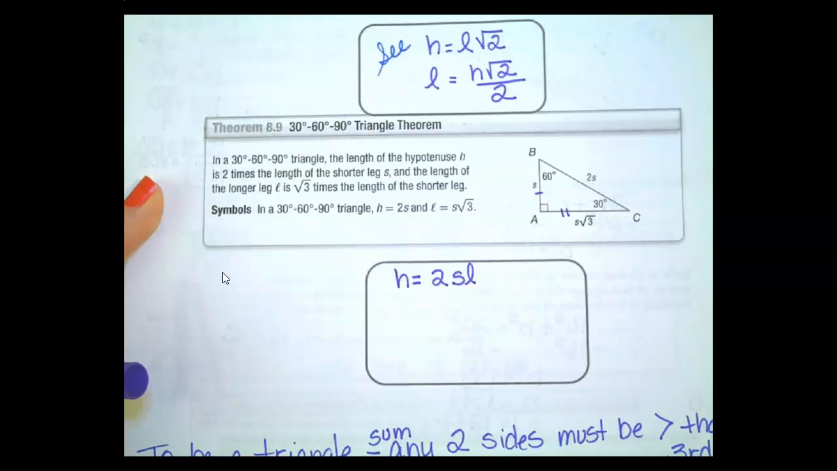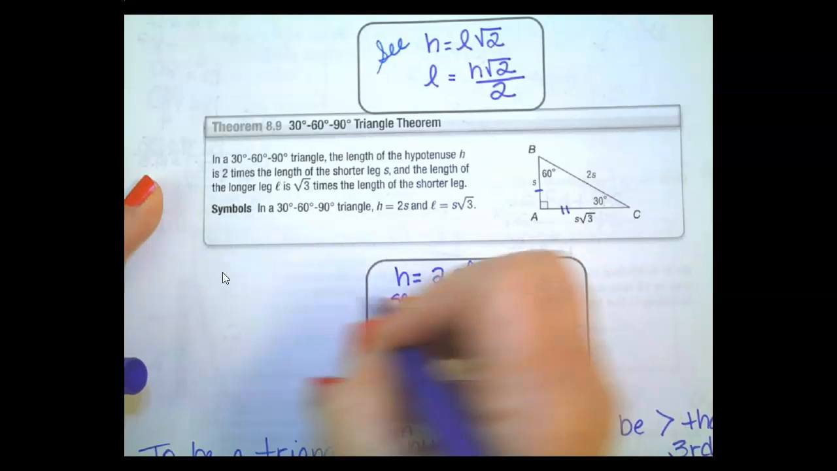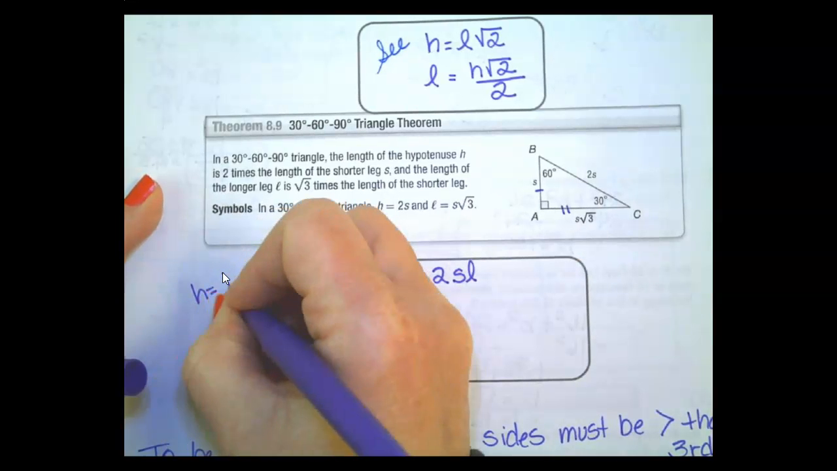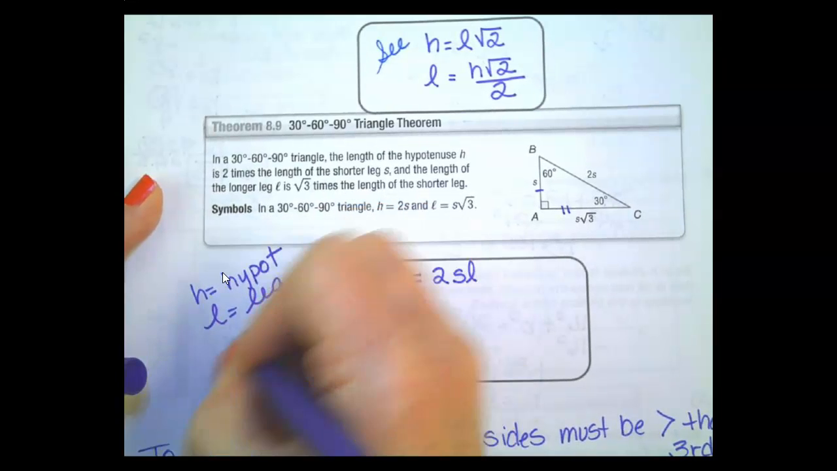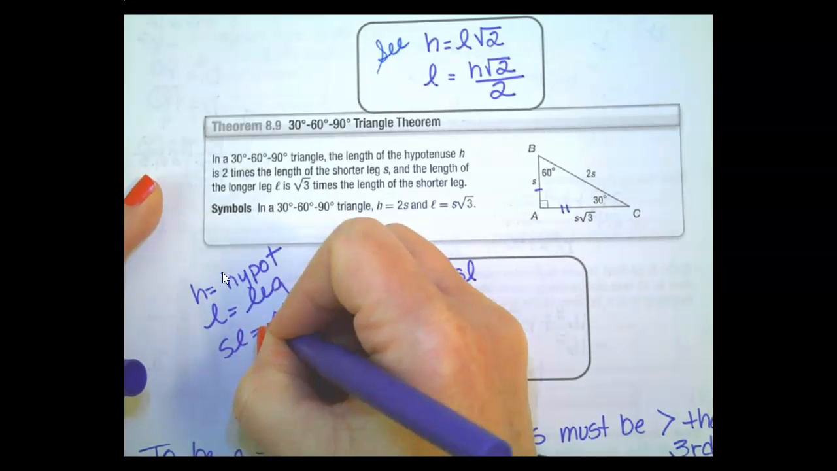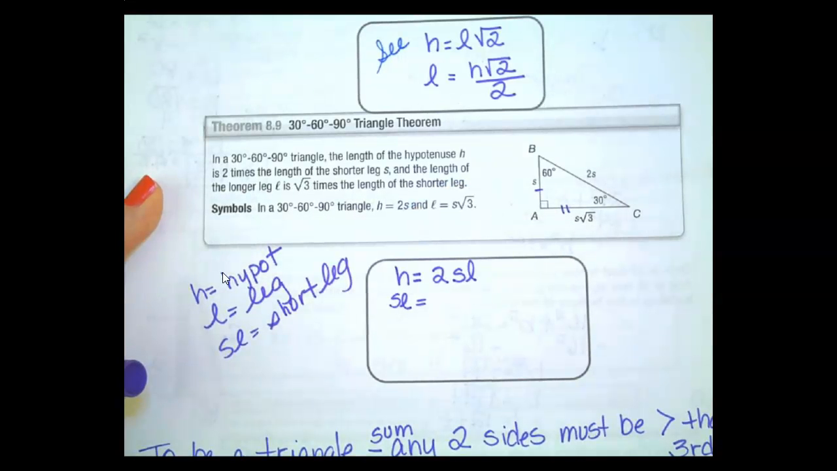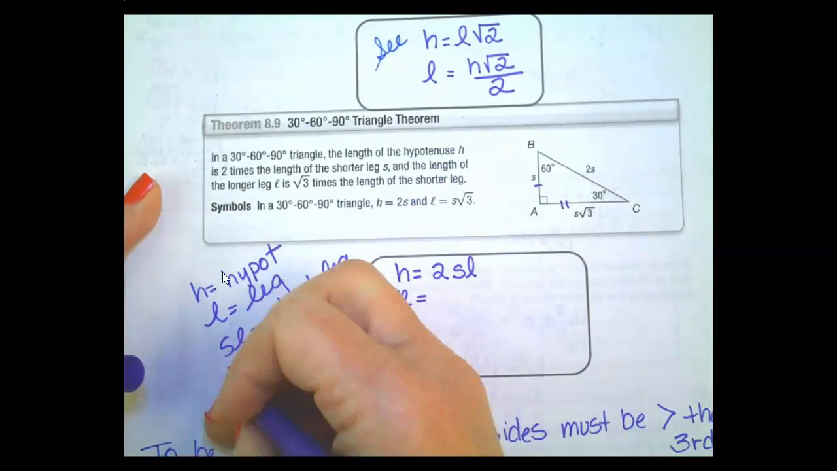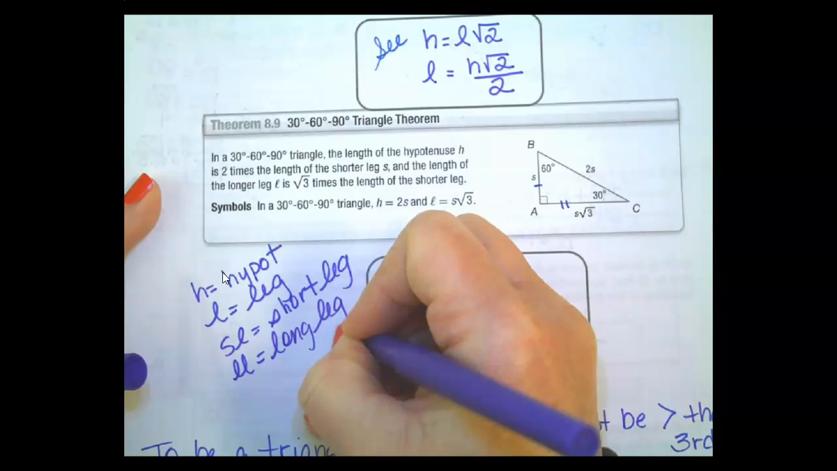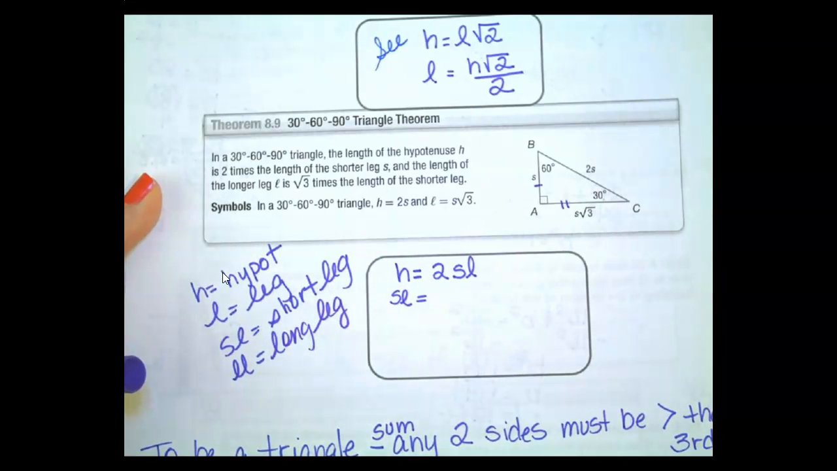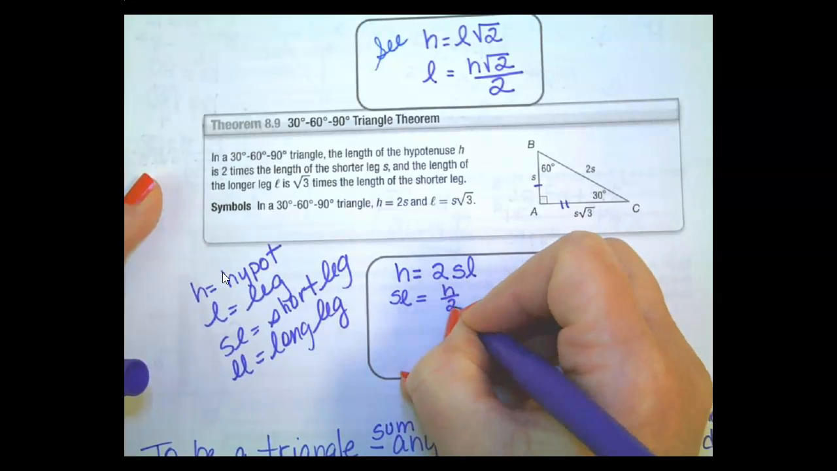If you're trying to find your short leg, maybe we should do this. H is equal to hypotenuse. L is equal to leg, and then you have a short leg and long leg. Okay, so your short leg you find by taking your hypotenuse and dividing it by 2.